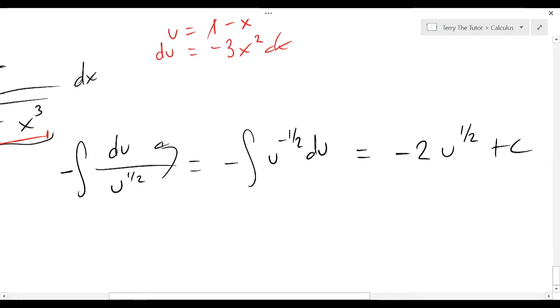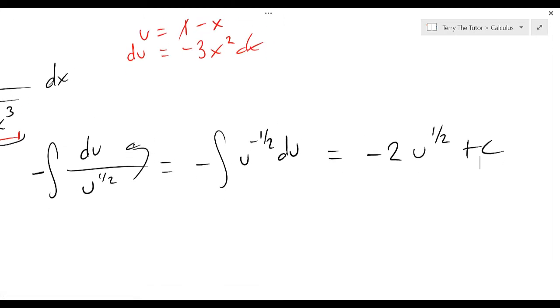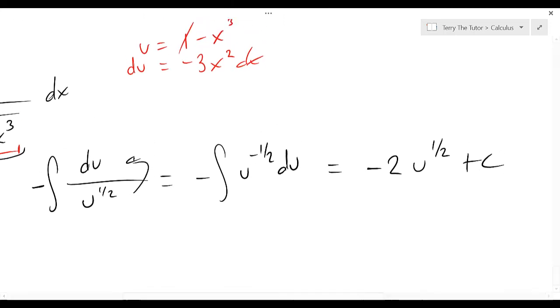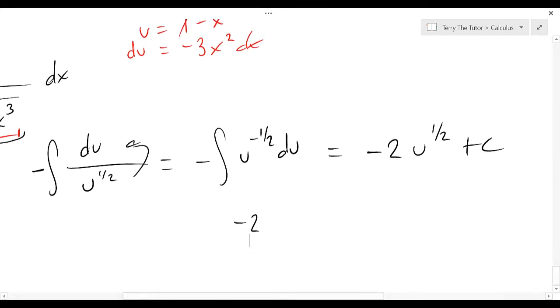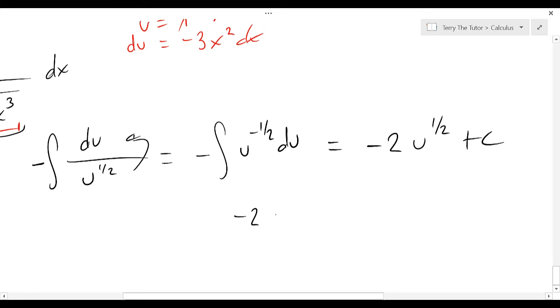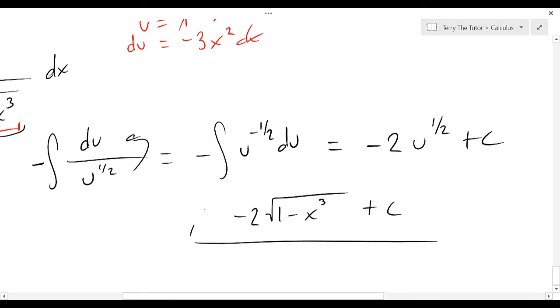Now let's just plug in our u again, re-substitute. We can't end our problem in u because we started in x. So finally we get negative 2 times 1 minus x to the third. We've got 1 minus x to the third, and this is in a square root. I didn't forget about that. Plus c. And that's where we can end it.